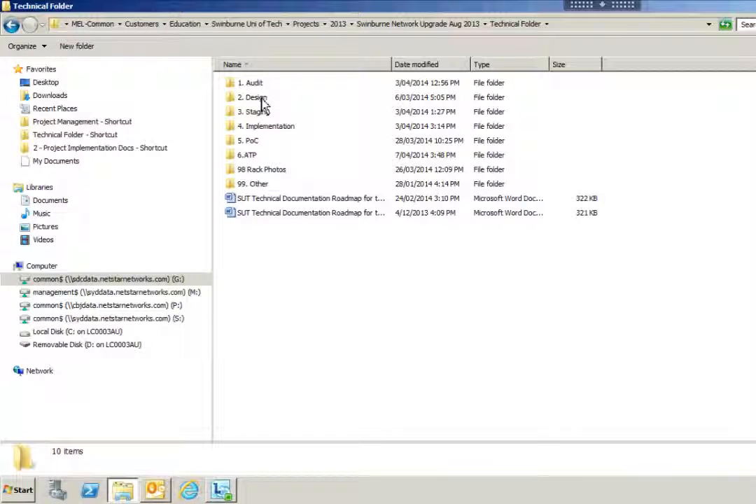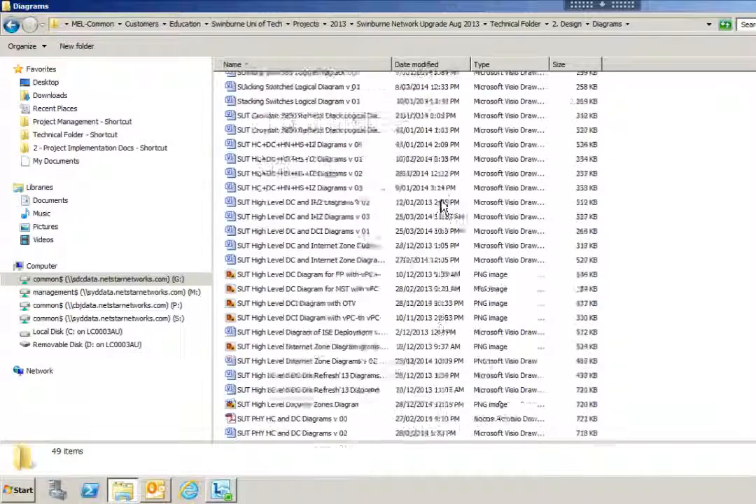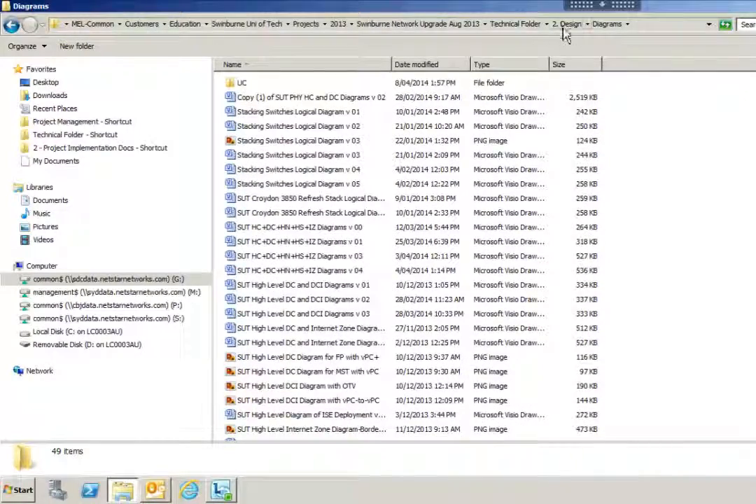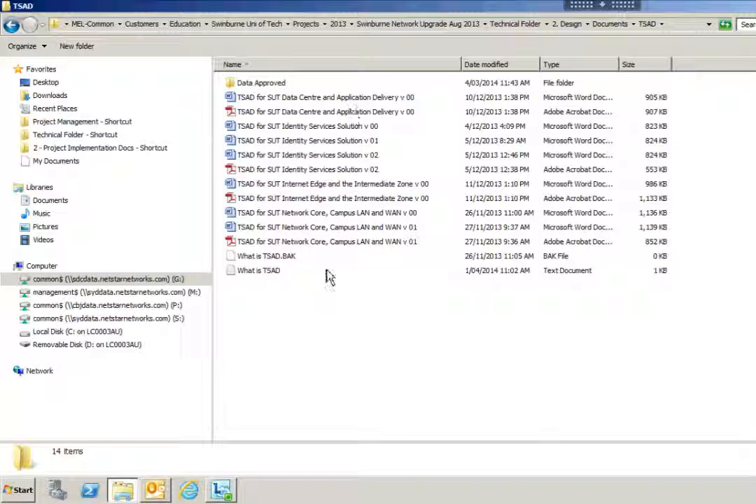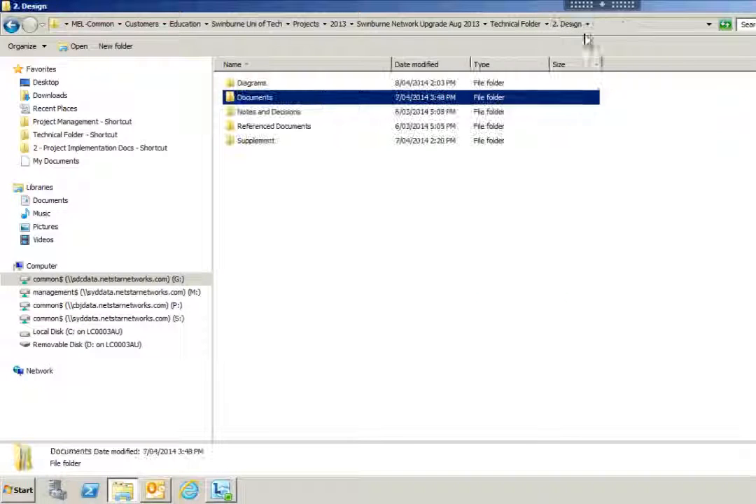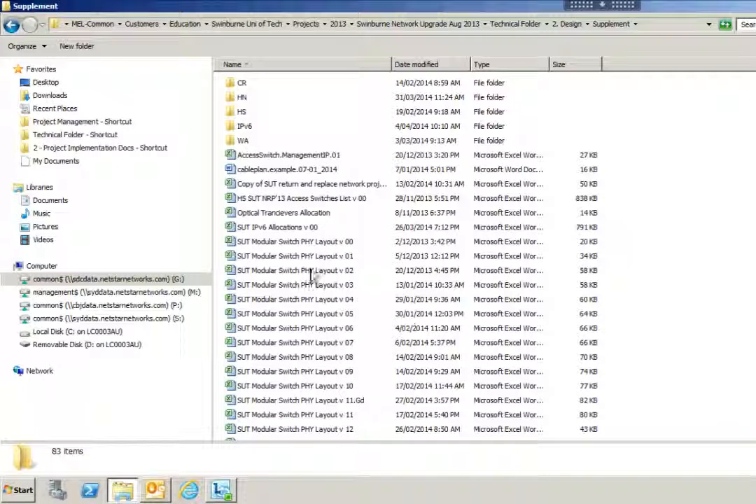Then we proceed to the design phase, where we draw diagrams starting from the physical connectivity and stacking of the switches to high-level design and security zones. We write up documentation based on the network core, campus LAN, campus WAN, internet edge, identity services, data center, and application delivery. Once all the documentation is approved, we proceed to the supplement.